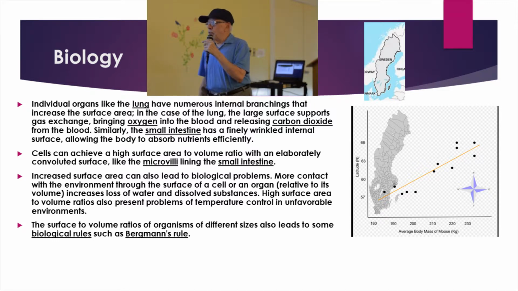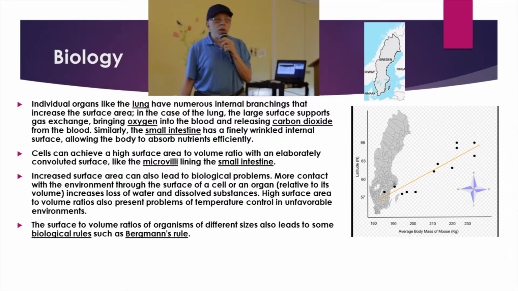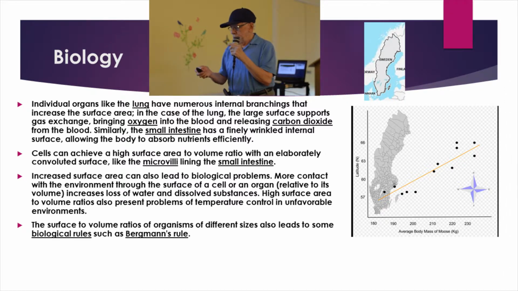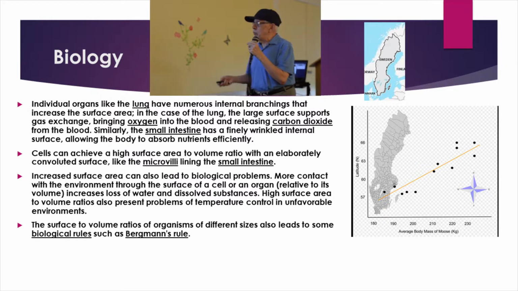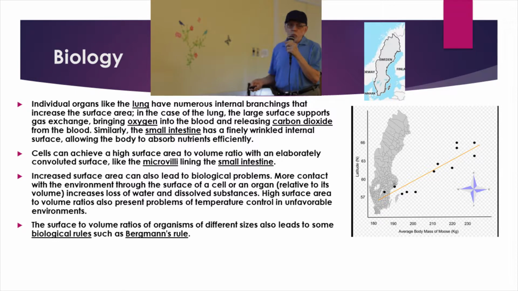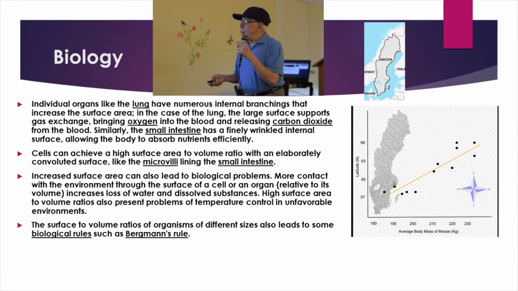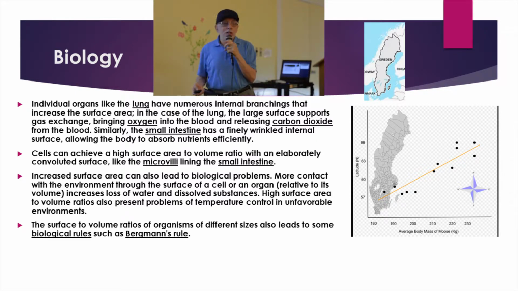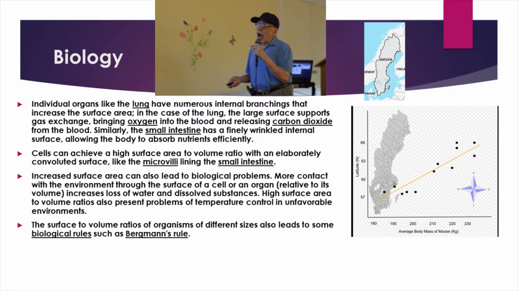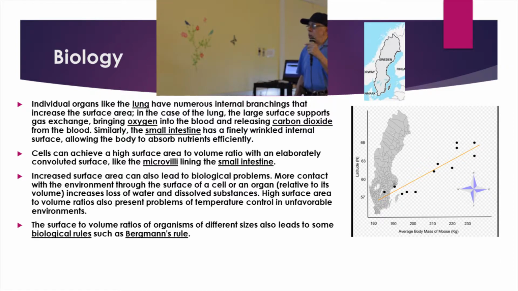The surface to volume ratios of organisms of different sizes also lead to some biological rules, such as a rule called Bergmann's rule. What Bergmann did was he looked in Sweden. By the way, that's a map of Sweden on the graph. He looked at the average body mass of moose versus their latitude. And he noticed that at higher latitudes, colder temperatures, the body mass was greater.